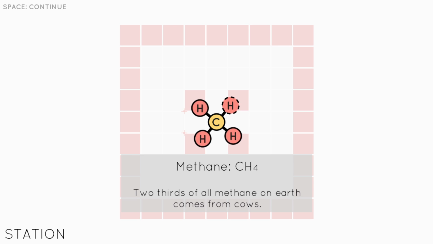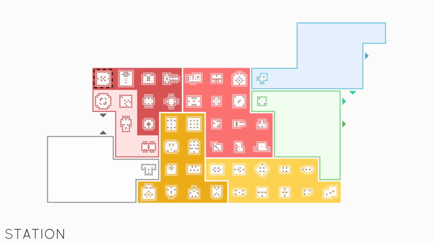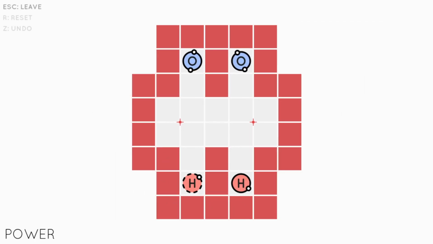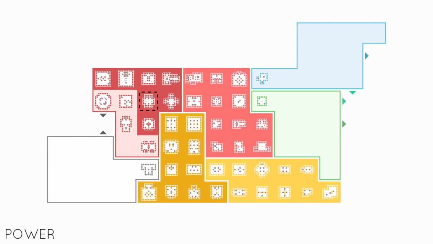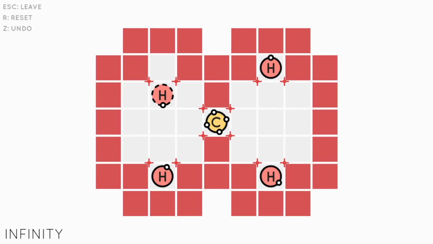Nice. 2/3 of all methane on Earth comes from cows. Have we not seen a fact like that before? What? Okay, this doesn't show me the fact until I actually... Alright, fine. Infinity. Infinity why? Oh, it's just because this thing looks like an infinity symbol. I suppose so.